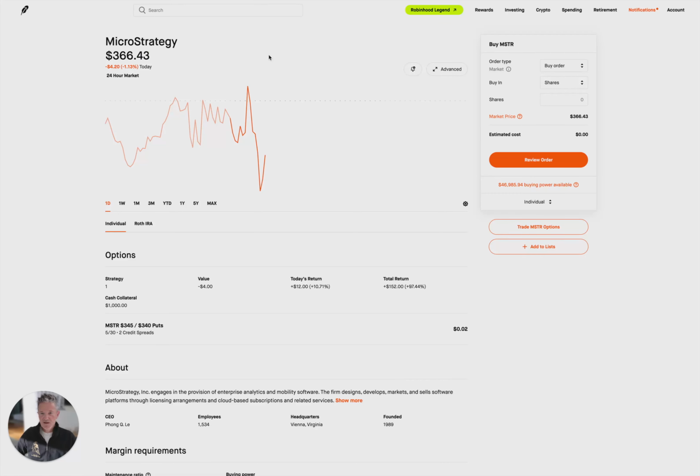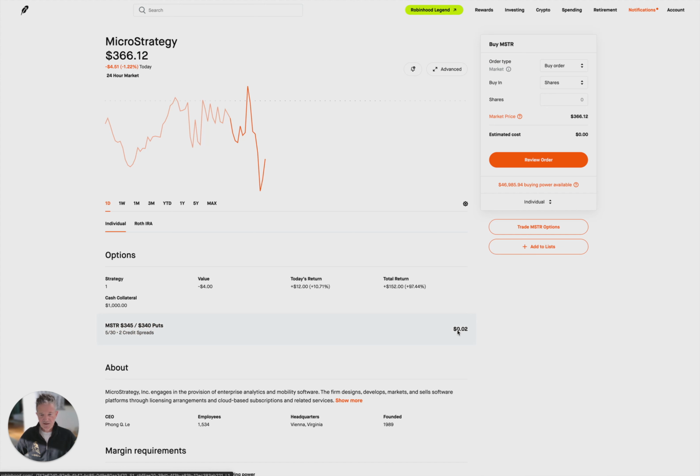Hello traders, someone asked me in the group about rolling a spread in Robinhood. Well, this is the Robinhood UI on the desktop. This is MicroStrategy, and if we go down to the bottom of the page, we can see here that we've got this MSTR 345 340 put credit spread.